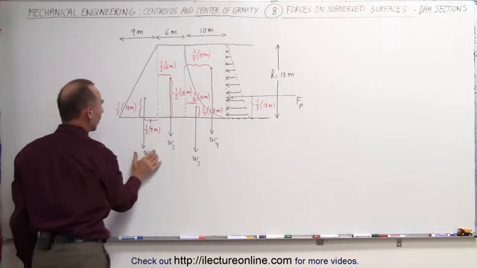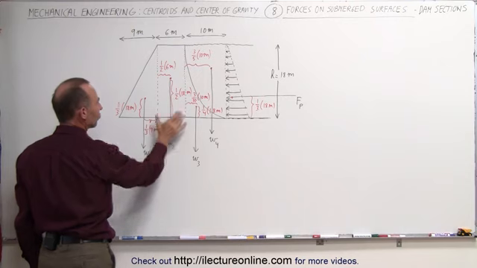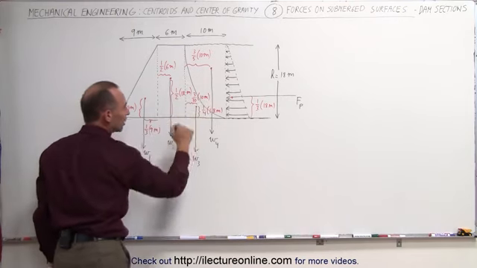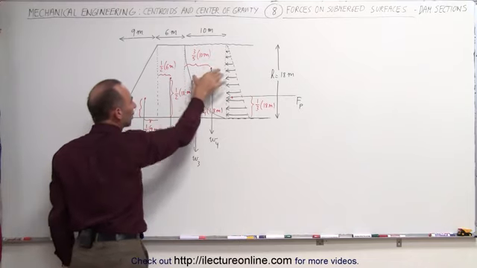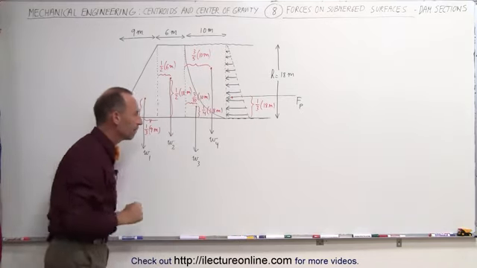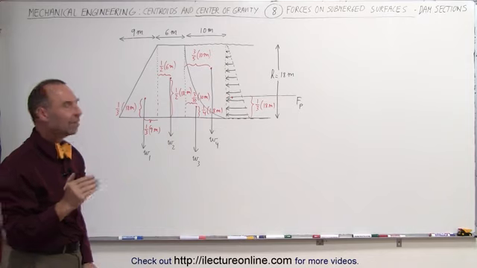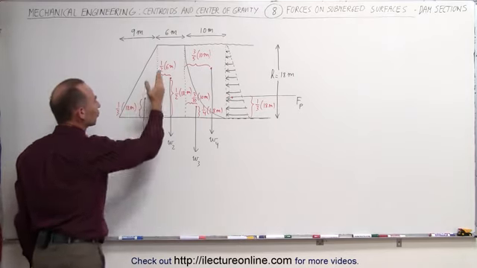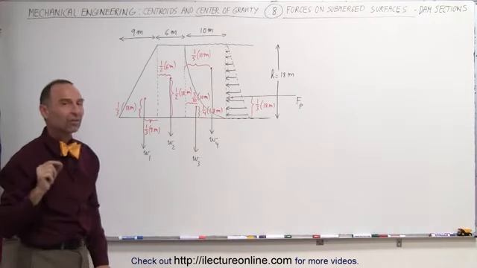Call this W1, weight 1 of the first section, weight 2 of the second section, weight 3 of the third section of the dam, the concrete portion here, and finally the weight of the water pushing down on the dam this way. We want to find the distance from the beginning of the dam right here to where these forces are acting. That's why we need to find the centroids.